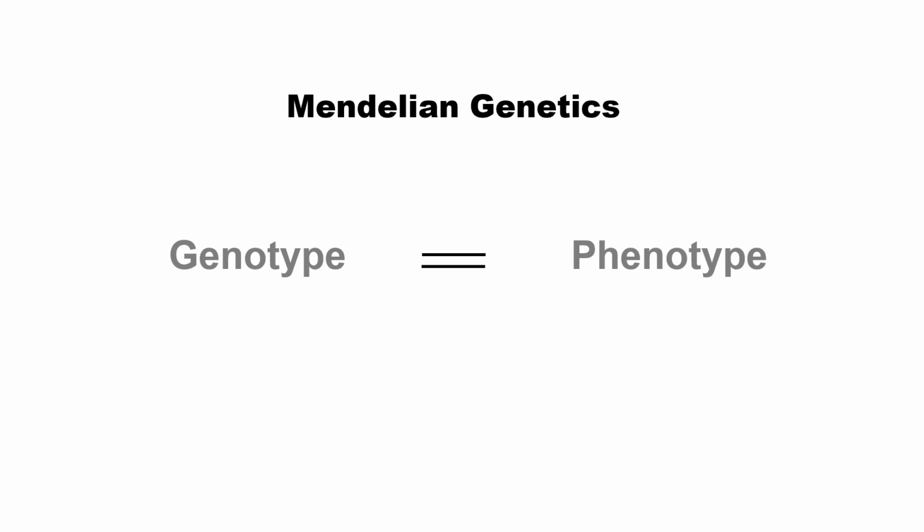Based on this information, now we can say that genotype matches its phenotype. So this is modern genetics, based on Mendel's experiment. So if there's any change in phenotype, we can assume some changes happened to the genotype, and mutation is one of them.